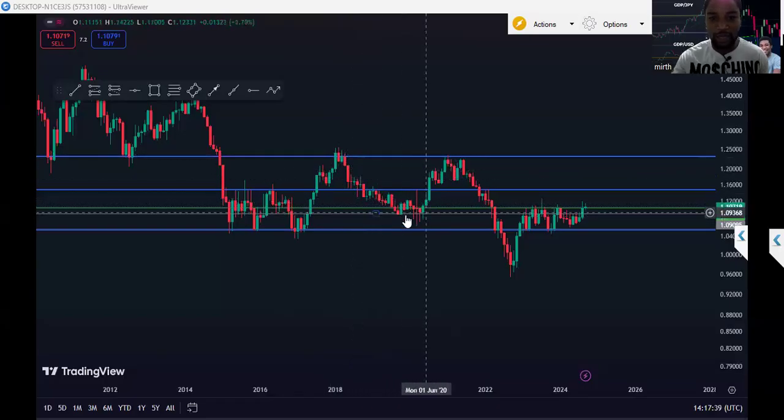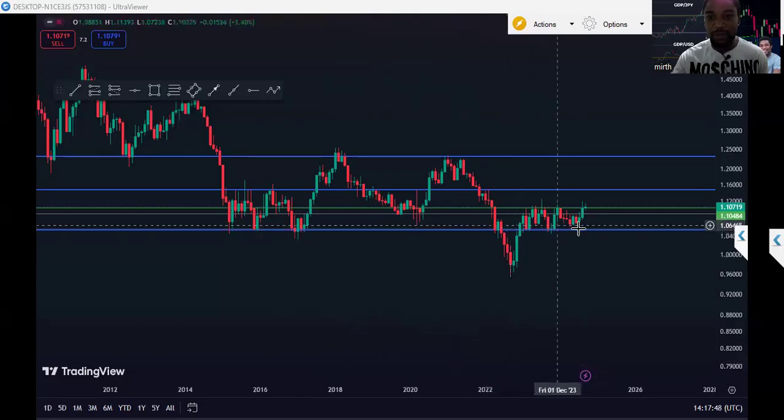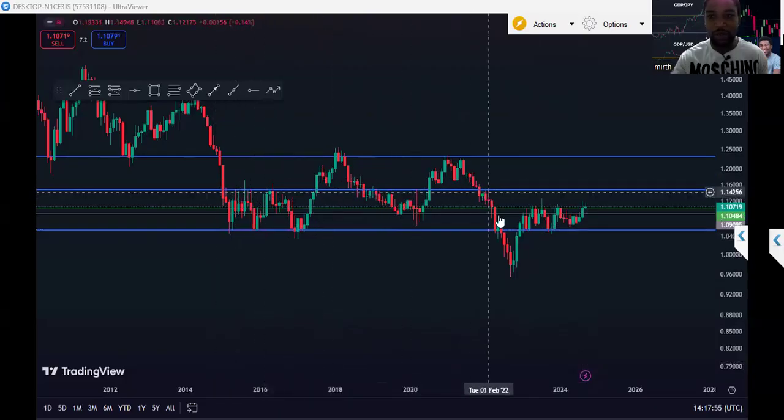And if you check here, there is also a rejection at this area. And if you check here also, there is also a rejection at this area to the downside. So this area is currently an important level because there are several rejections in this area. If you check here, there's also a rejection in this area.